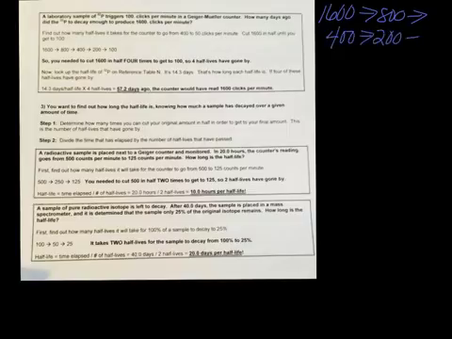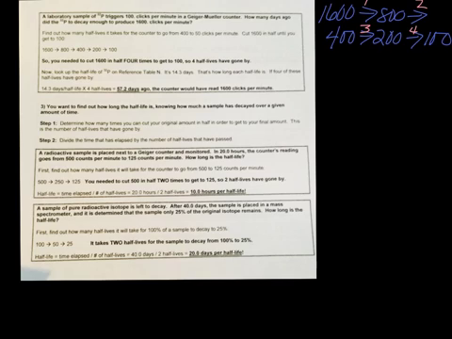Okay, a laboratory sample of P-32 triggers 100 clicks per minute. How many days ago did the P-32 decay enough to produce 1,600 clicks per minute? So we need to find out how many half-lives took place. We went from 100 to 1,600. So I've got 1,600, 800, 400, 200, 100. So I underwent 1, 2, 3, 4 half-lives.